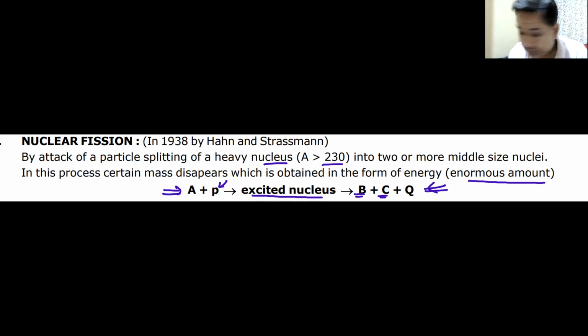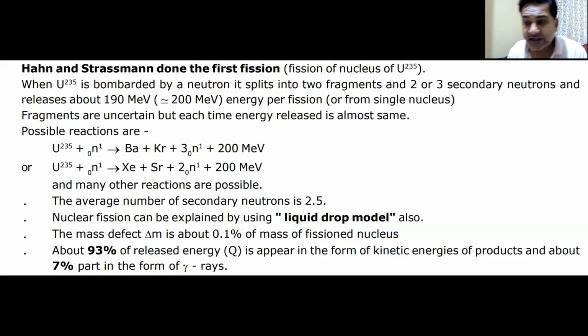Yes, sir. Okay. Then I have seen many questions coming from this nuclear fission, which are straightforward ones, and the entire thing will be in the small paragraph that we are going to discuss now. This was a reaction that Hahn and Strassman did for the first fission. This was a fission of uranium U-235. Do we understand uranium U-235? You must have heard about U-235. Yes or no?